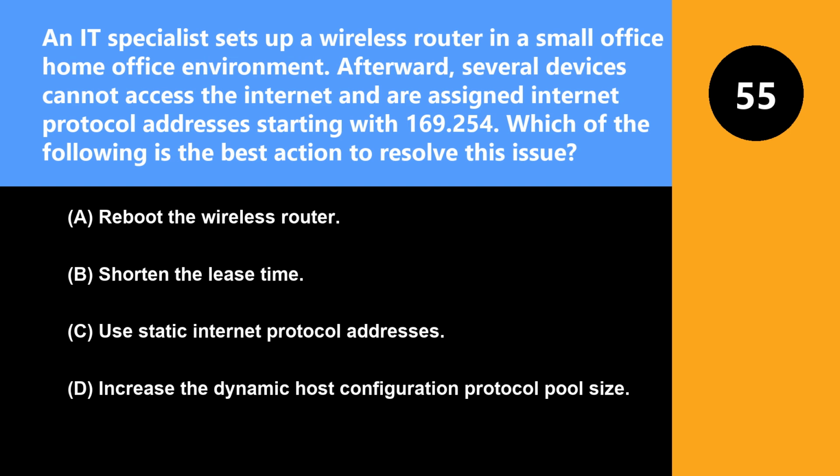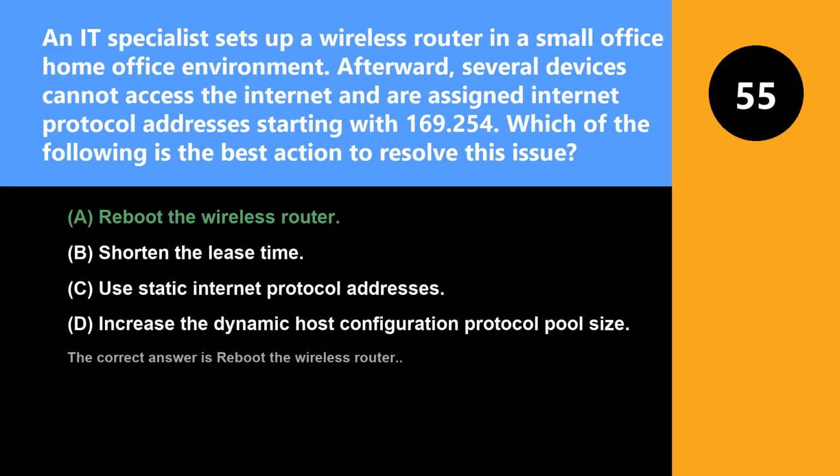Which of the following is the best action to resolve this issue? Option A, reboot the wireless router. Option B, shorten the lease time. Option C, use static internet protocol addresses. Option D, increase the dynamic host configuration protocol pool size. The correct answer is option A, reboot the wireless router.